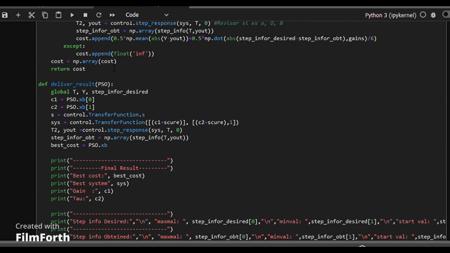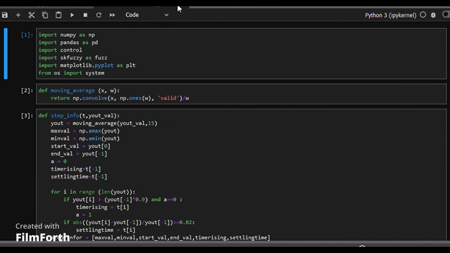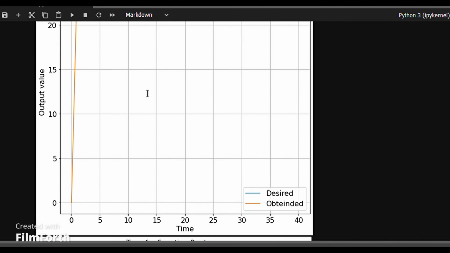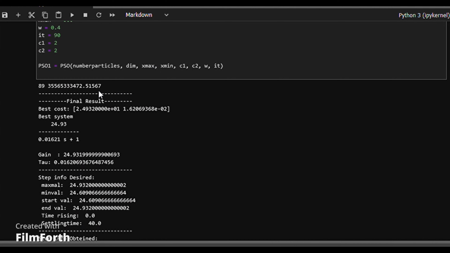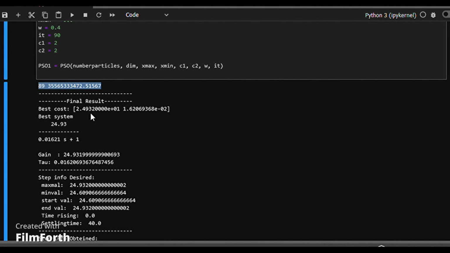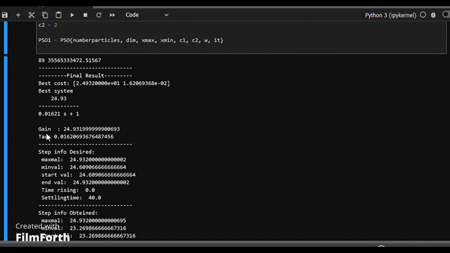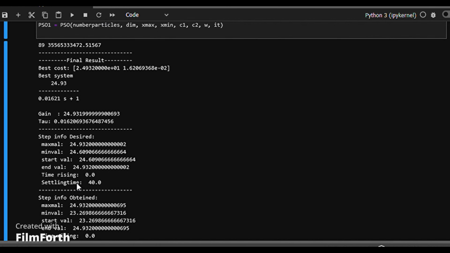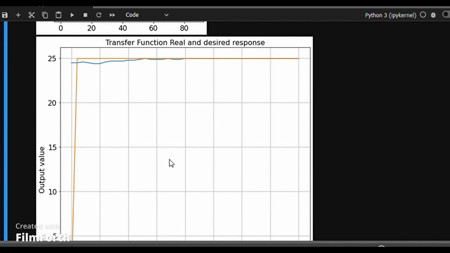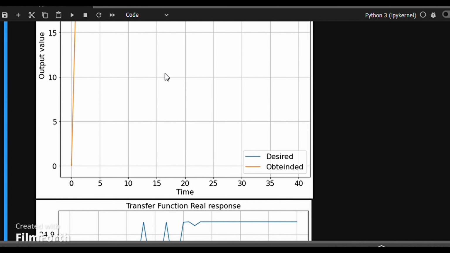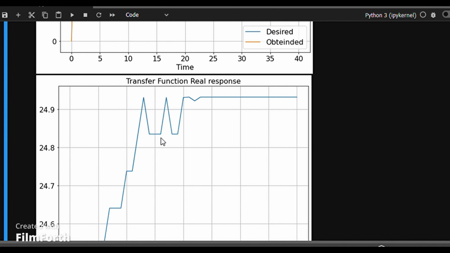The same. Well, with this we can obtain the best result, and for this we have the best cost, and this is the transfer function. The gain and the tau is the time, well, desired, the fitness across generations, the real transfer function versus the desired response, and the graph of the database.